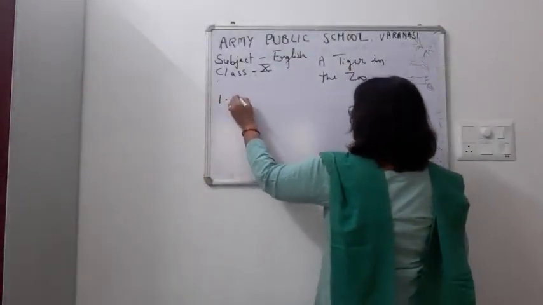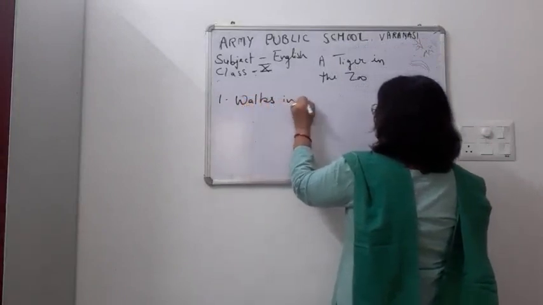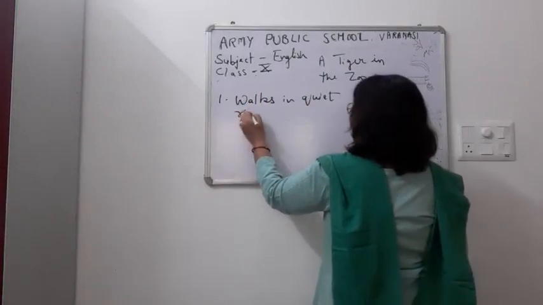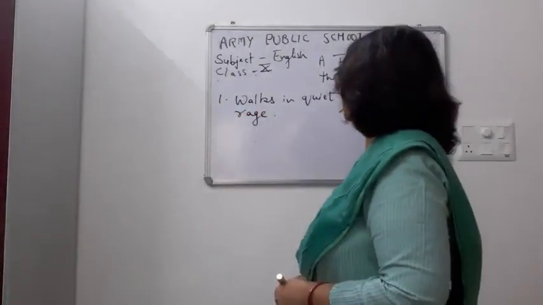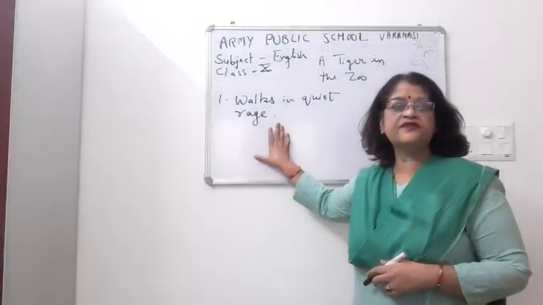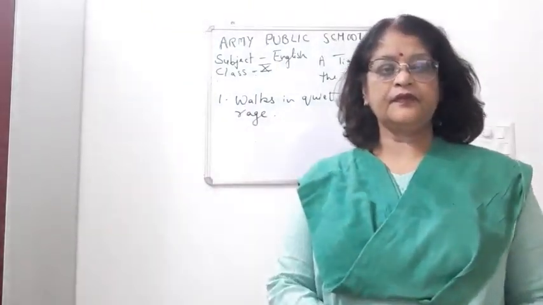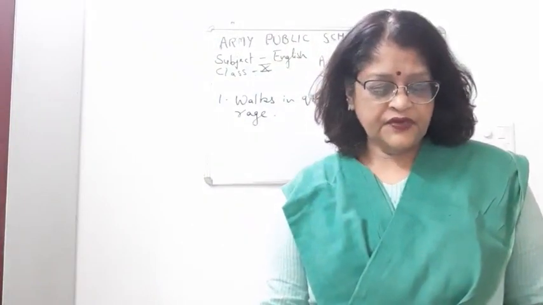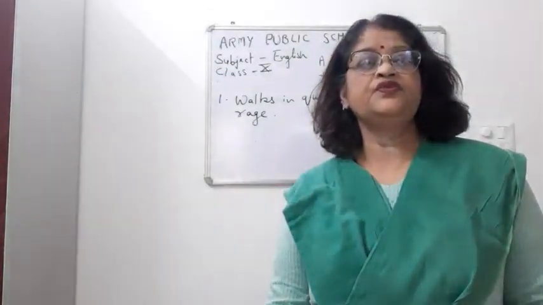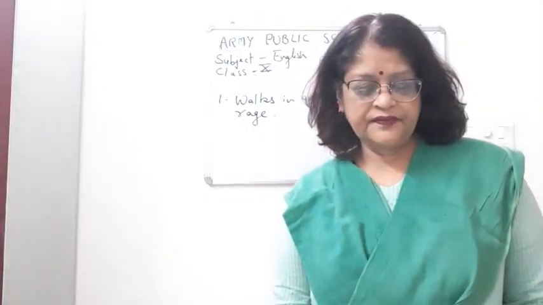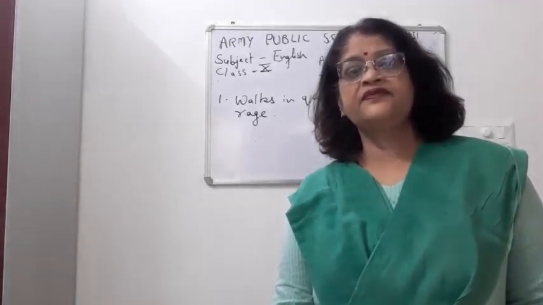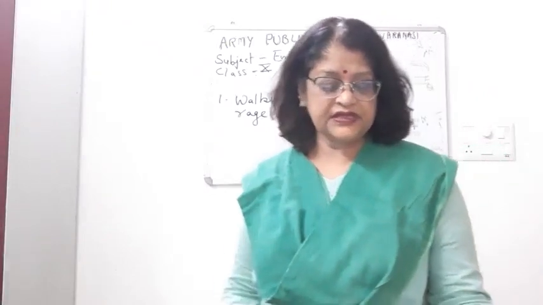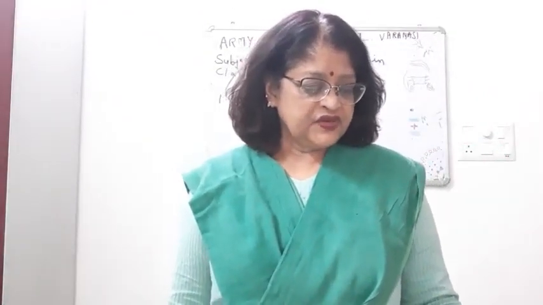So, walks in quiet rage. Quiet, Q-U-I-E-T. Rage, what is the meaning of rage? Anger. So, the dweller of the forest is forcefully put in a cage. Who is the dweller? Children, the one who lives in the forest. So who is the dweller here? It is the tiger, not the human being. We don't live in the forest. It is the tiger who is the dweller, that means who is living in the forest, is forcefully put in a cage.